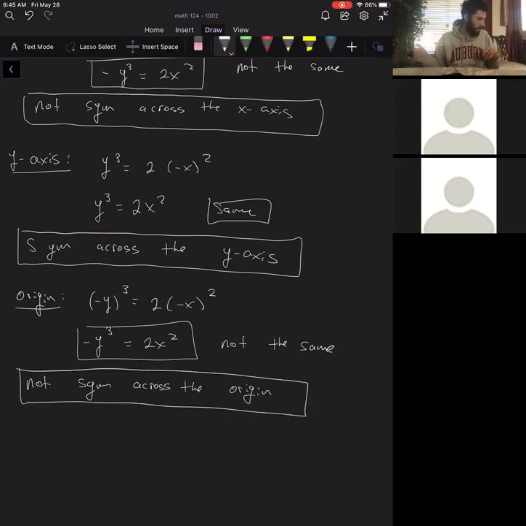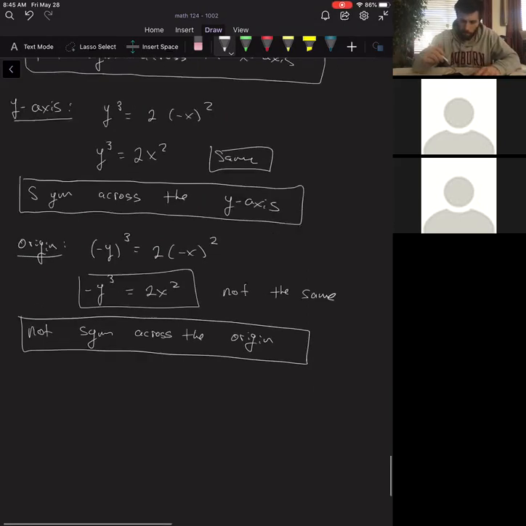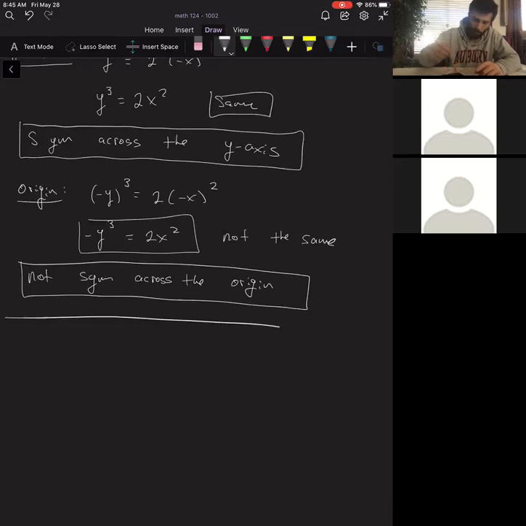Okay, so last thing from this section, which is sort of the same thing as what we just did right now: talking about what is an even function or an odd function.